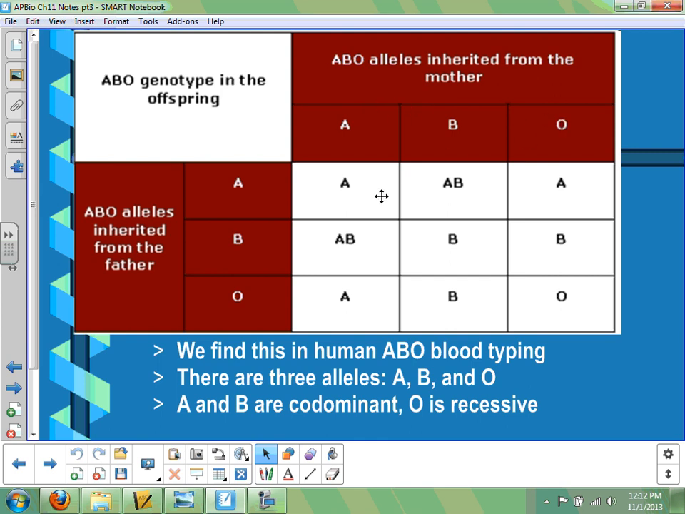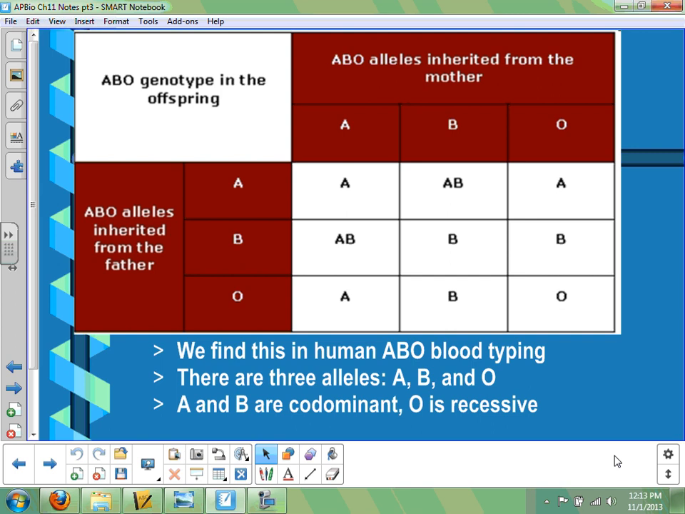But then in the white boxes, they're showing what your blood type would be. If each parent gives you an A, it makes sense you'd have A. If each parent gives an O, as we said before, you have type O. But if your dad gives an A, your mom gives a B, you're going to have type AB. Because O is recessive, if your dad gives an A and your mom gives an O, you're only going to have type A because O is recessive to A.